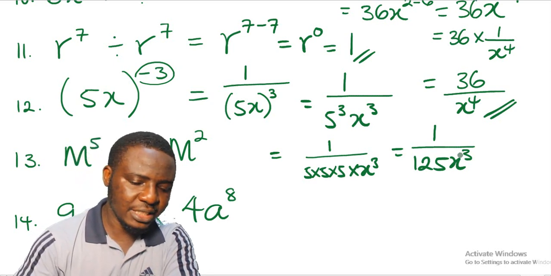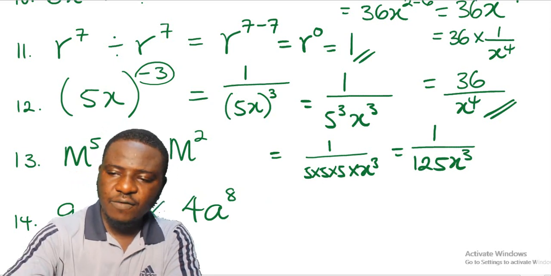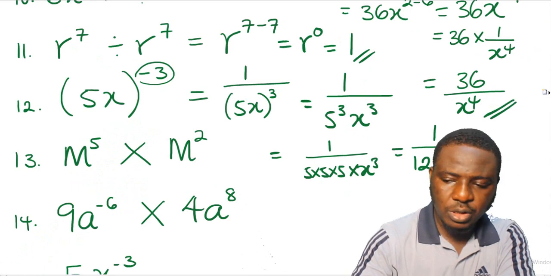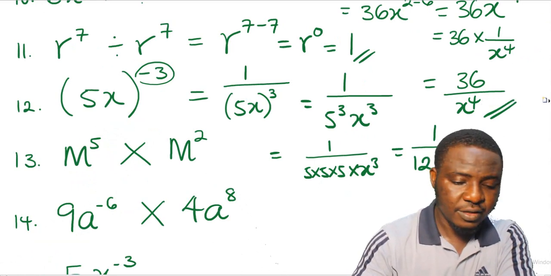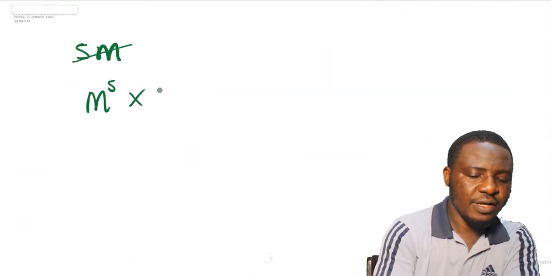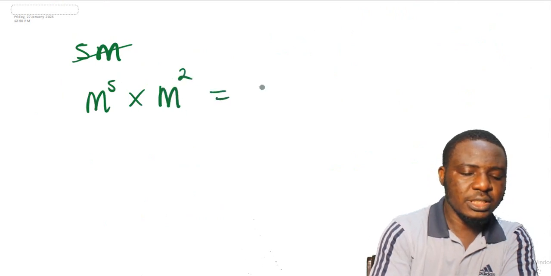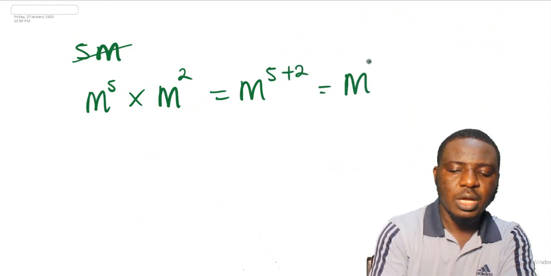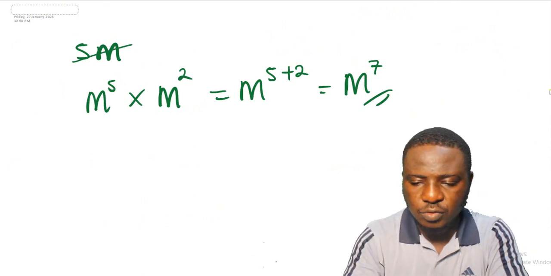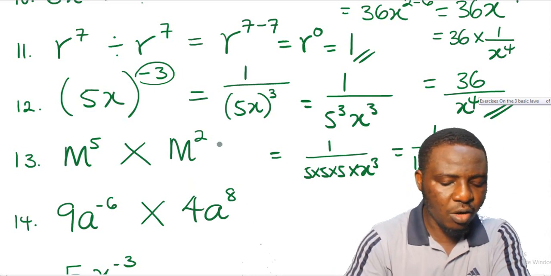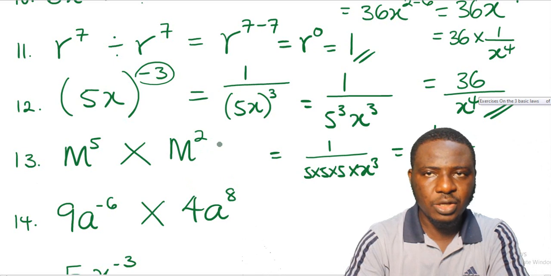Question 13. Let me move 13 to a different page, which is 5m times 5 squared. This is 5m squared, I think so. Okay, m raised to the power 5. That is m raised to the power 5 times m raised to the power 2. This is equal to m raised to the power of 5 plus 2, which is equal to m raised to the power of 7. That is for question number 13. So this is 5 raised to the power of 7. For want of space, I had to write it at the other page.